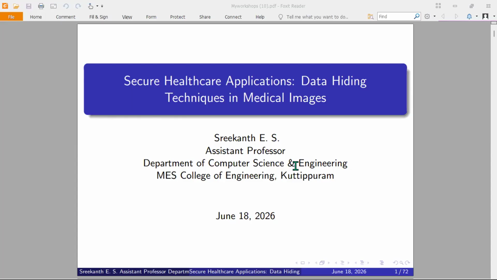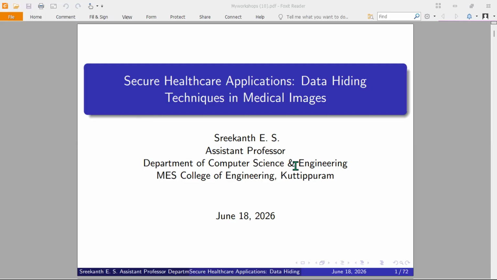In normal data hiding, the importance is given to the data that is hidden inside, not to the cover image. In the case of a medical image, both the hidden data as well as the medical image are important, because the data corresponds to the patient. The medical image is required for diagnosis by the doctor.